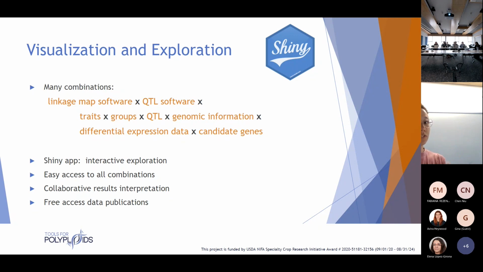So for this, we created this app, a Shiny app, for interactive exploration. You can easily access all these combinations just by changing buttons. This is good because it happens a lot in our lab that I produce the results, me and Jikan, but we want to share them with our collaborators. Then we just send them the files, they click this button, and they can help me interpret my results. This can be very collaborative inside your group.